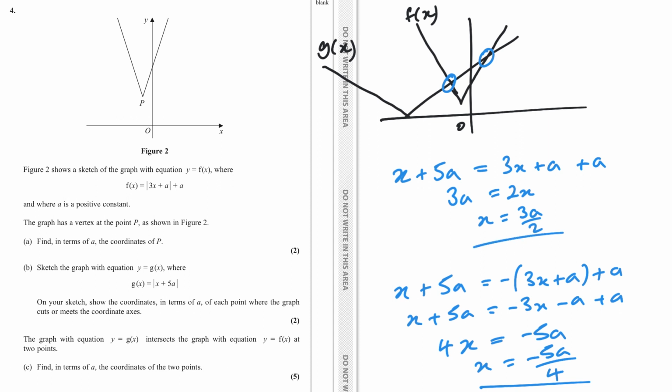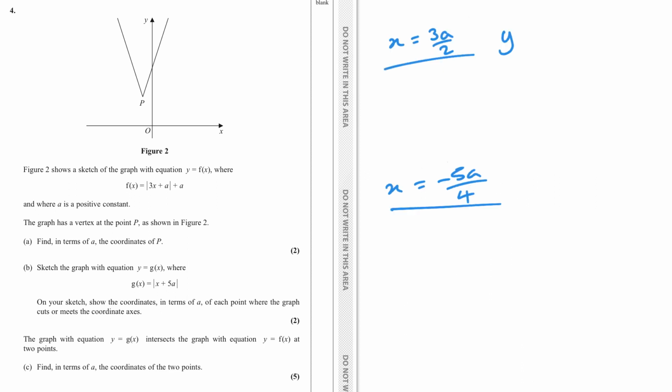Now those are the x values. I need the y values to go with them. Okay, so I need to use one of my equations, either the f of x or the g of x. Now, since I'm using just the positive g of x, it makes way more sense to substitute the values into that one. So y equals 3a over 2 plus 5a, which is 13 over 2 a.